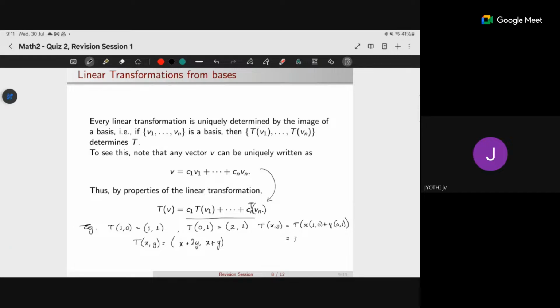So because T is a linear transformation, I'll get x times T of (1, 0) plus y times T of (0, 1), which in turn I can now write as x times (1, 1), since T of (1, 0) is something I know, plus y times (2, 1), since T of (0, 1) is (2, 1). And then I simplify. What do I get?